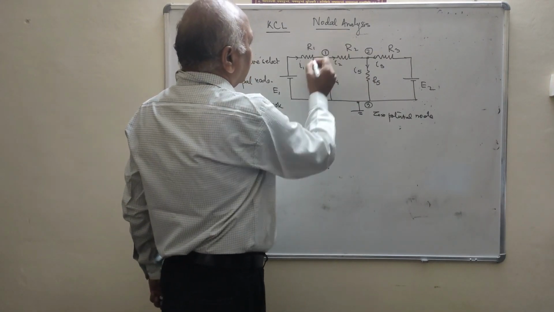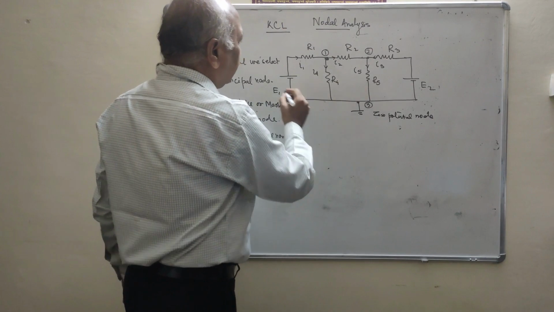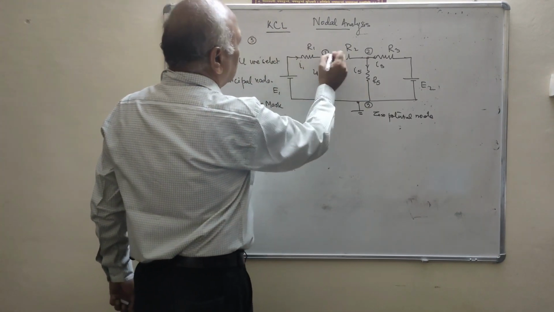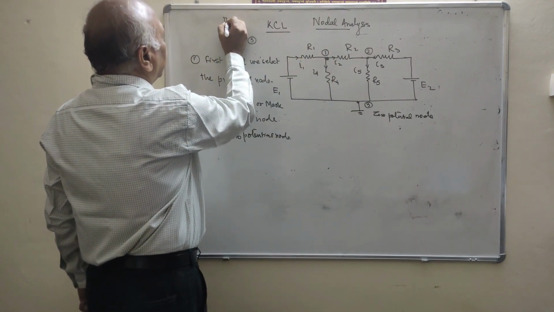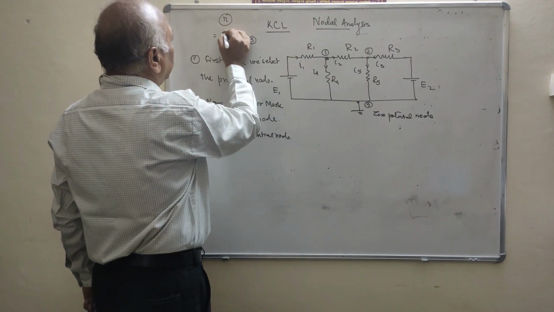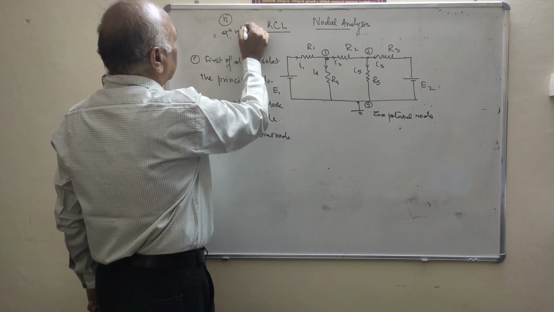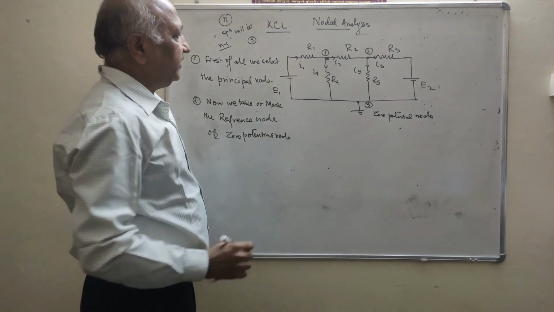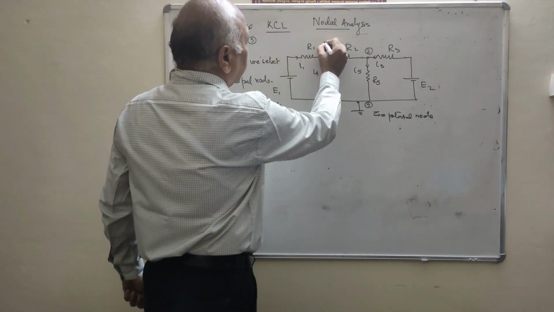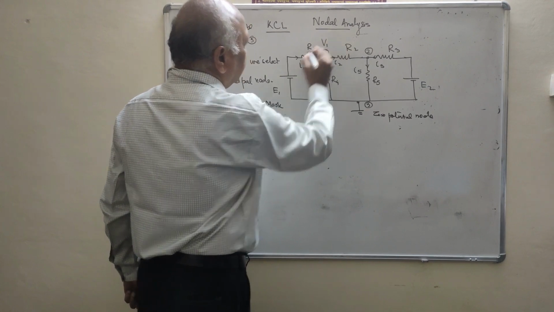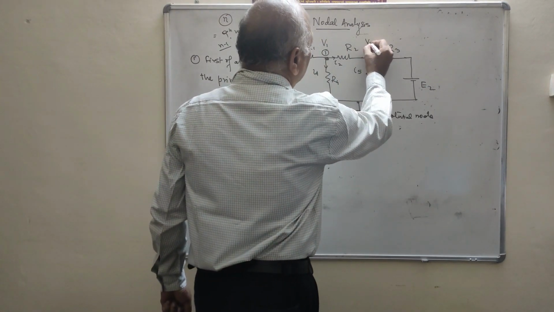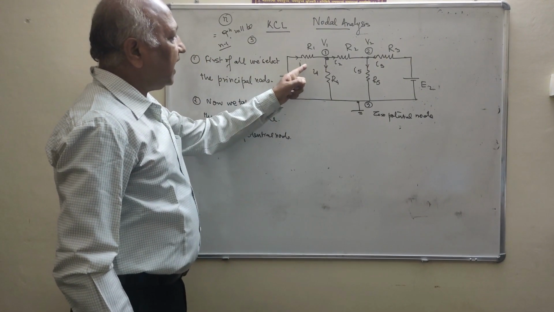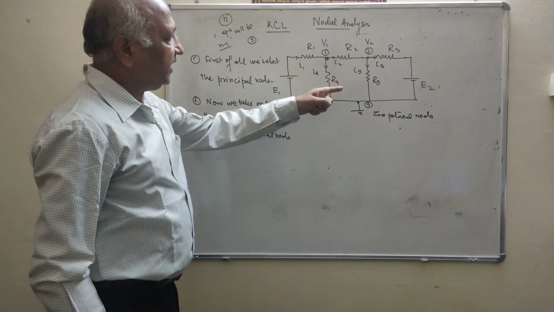Now, how many nodes are there? There are 3 nodes. Clear? Now we will write 2 equations. That means if there are n nodes, then the number of equations will be n minus 1. Clear? Now take the potential of node 1 as V1 and node 2 as V2. Clear? Now we will put the values of I1, I2, I3, I4 and I5.